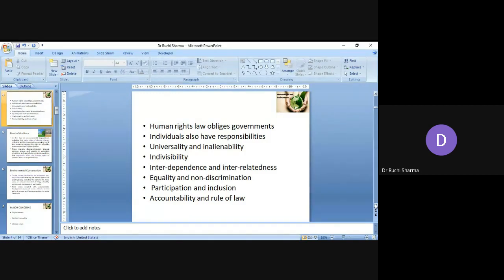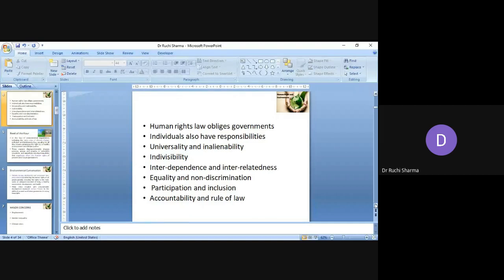Then we come to the next feature, the third point which you can see on the slide: universality and inalienability. Human rights are universal and inalienable. All people everywhere in the world are entitled to them. No one can voluntarily give them up, nor can others take them away from that person. Indivisibility means that human rights are indivisible and they all have equal status as rights, and there is no such thing as a small right or big right. So all these human rights which we have are indivisible.